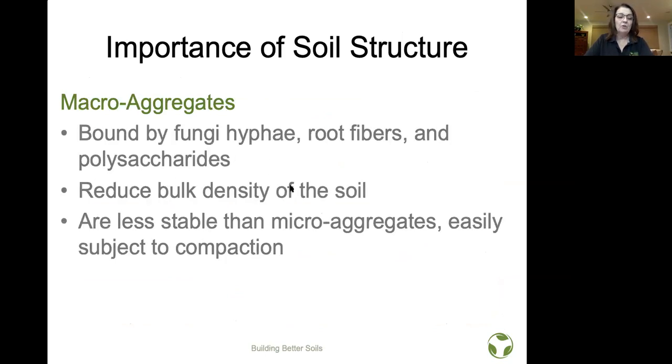These macro aggregates, as your soil develops, would be bound together by hyphae, by root fibers and polysaccharides. They also have another important function: they reduce the bulk density of the soil because they're adding more pore space to the soil. And these pores are what allows for the infiltration of water into the soil.